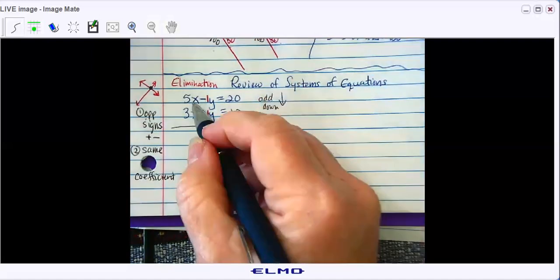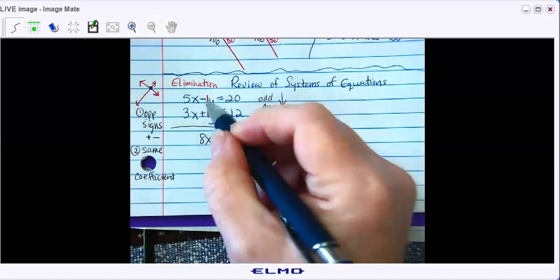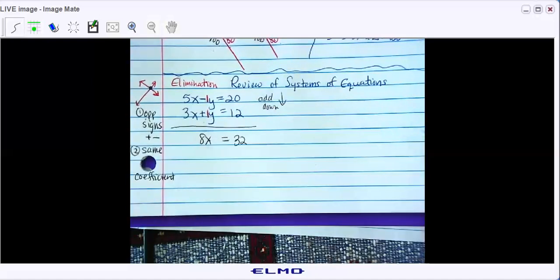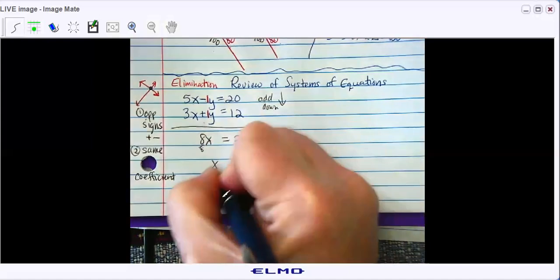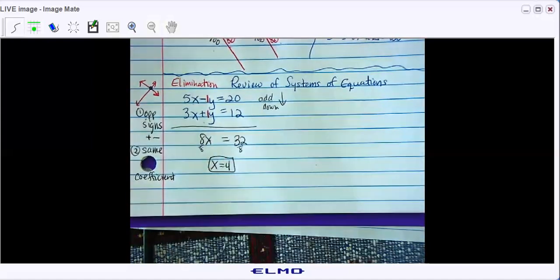And it eliminates one of your variables. So 5x and 3x is going to make 8x. Your y's would cancel, and that equals 32. And then solving for x, we divide both sides by 8, and we get x equals 4. So there's half my answers. Questions on that part?